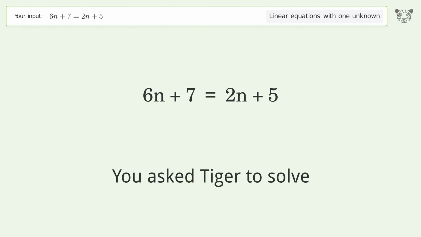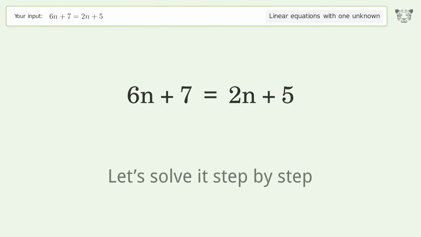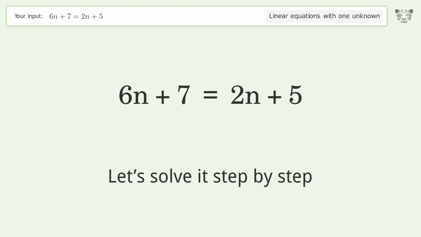You ask Tiger to solve this. This deals with linear equations with one unknown. The final result is n equals -1/2. Let's solve it step by step.